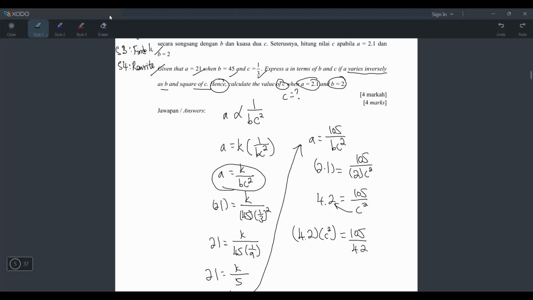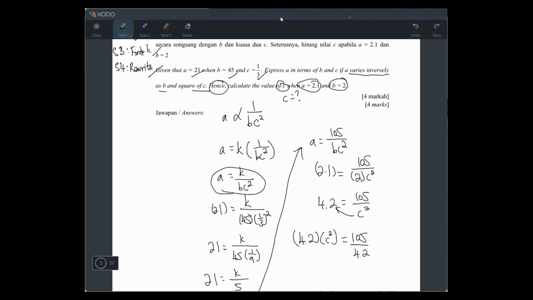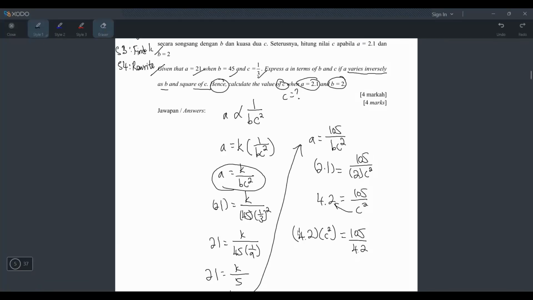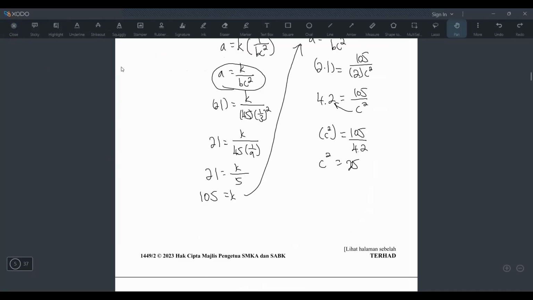Sorry, what happened here? Okay, so now we will erase this 4.2. Now we can find our C. So let's press 105 divide 4.2 first. I'm pressing my calculator. The calculator gives me 25. So now I know my C square.